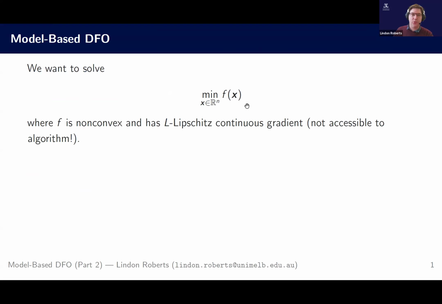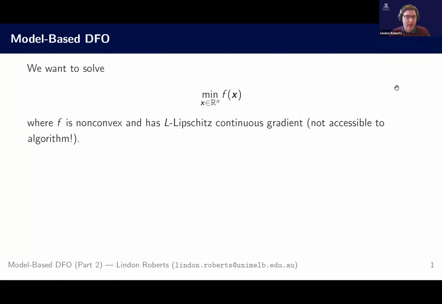Just to recap the key points from yesterday, the problem that we're going to be solving is just a smooth, unconstrained, non-convex problem over R^n. And I'm going to assume that we have a Lipschitz continuous gradient with a constant L, but we're in a DFO context. So although there is a gradient, we're not allowed to see it in the context of our algorithm.